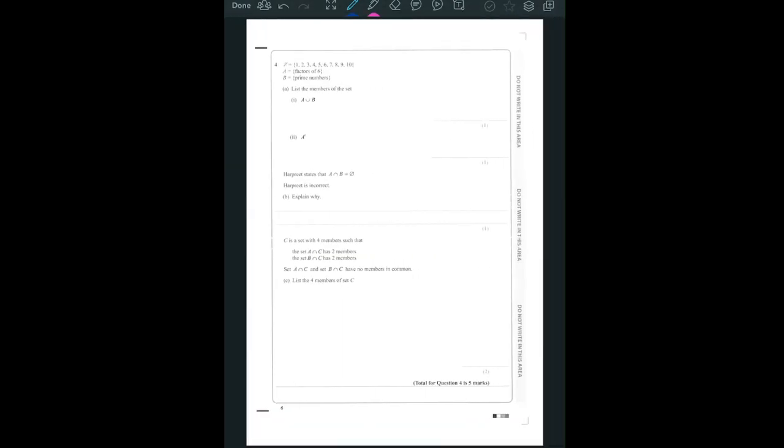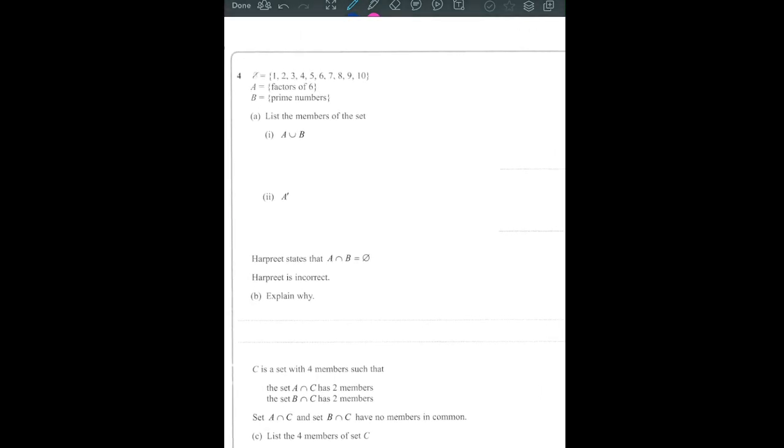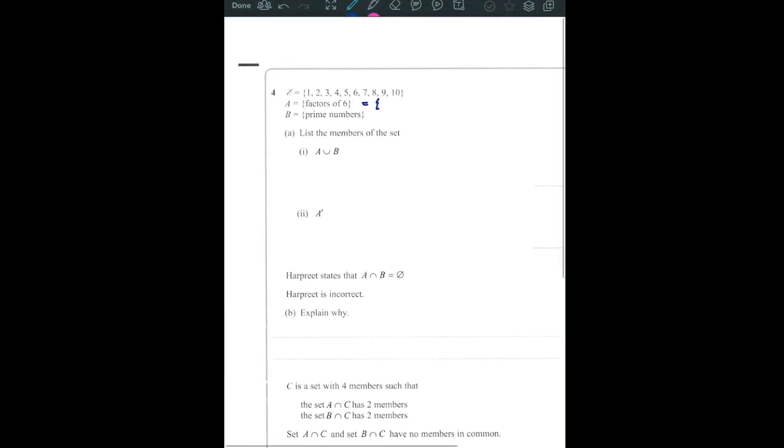Question 4, our set theory question. We have our universal set being the numbers from 1 to 10. That simply means we're only allowed to use the numbers 1 to 10. We can't use anything else in this question. The set A is factors of 6. Useful to actually write what that is. Factors of 6, anything that goes into 6 perfectly: 1, 2, 3, and 6.